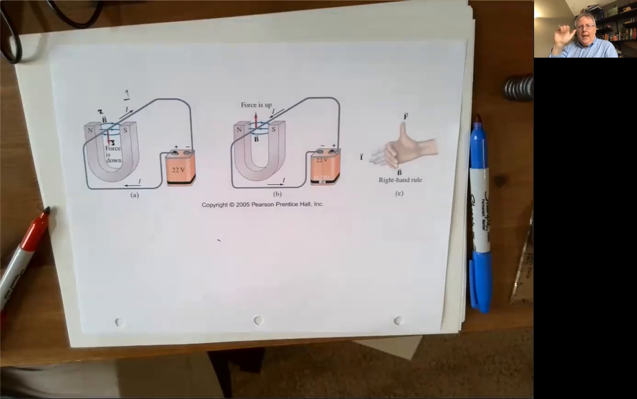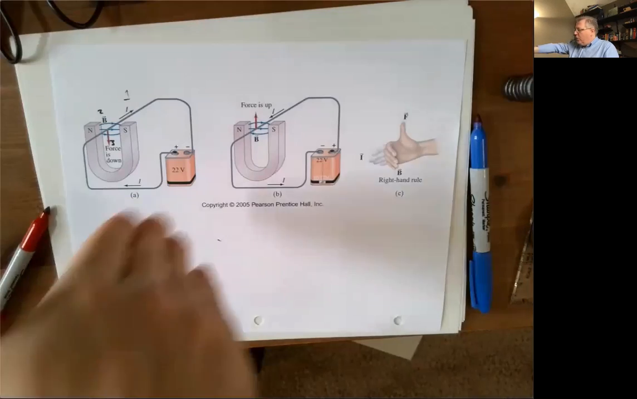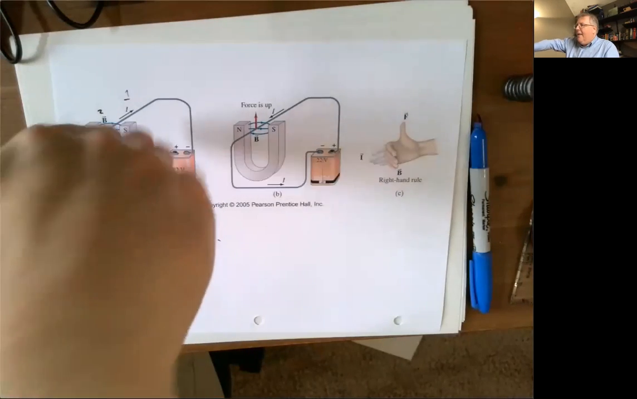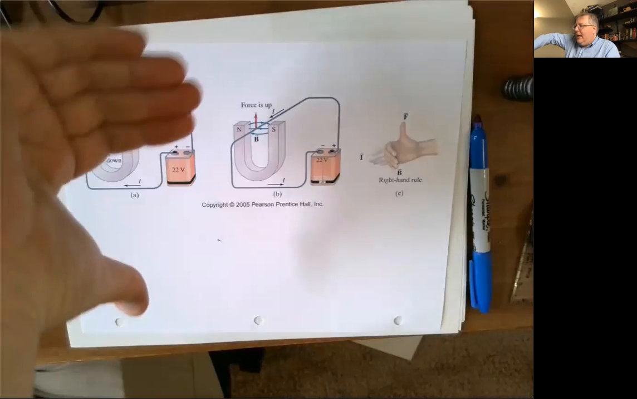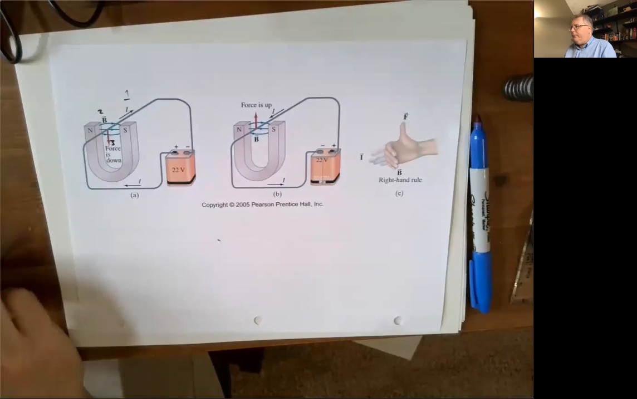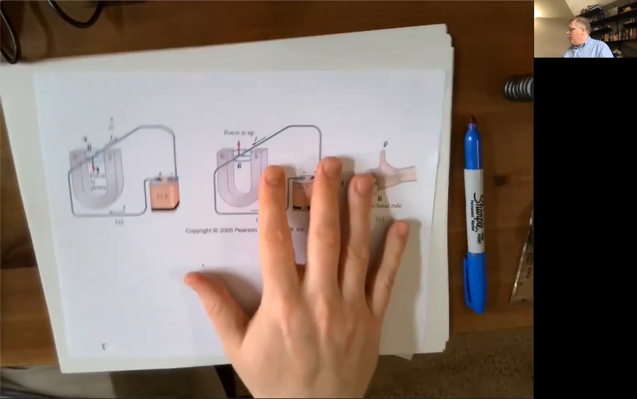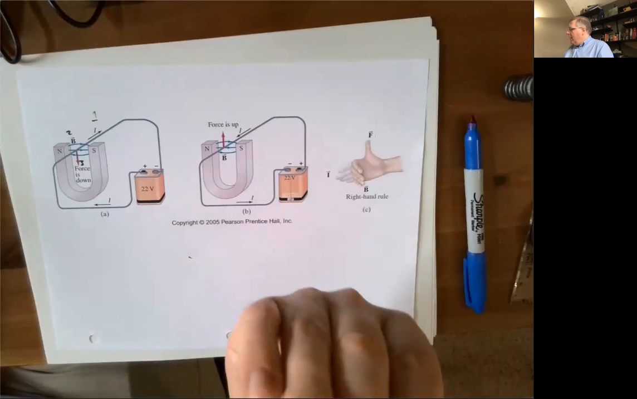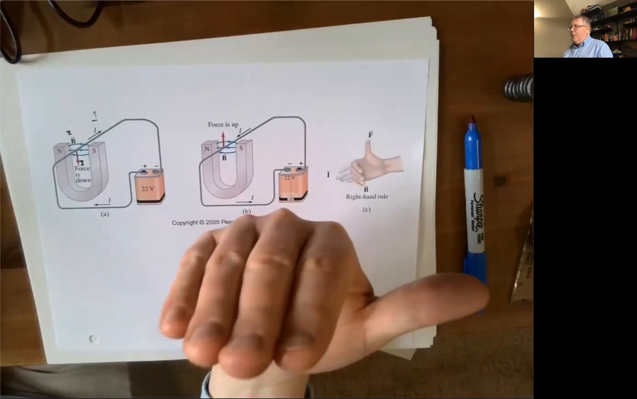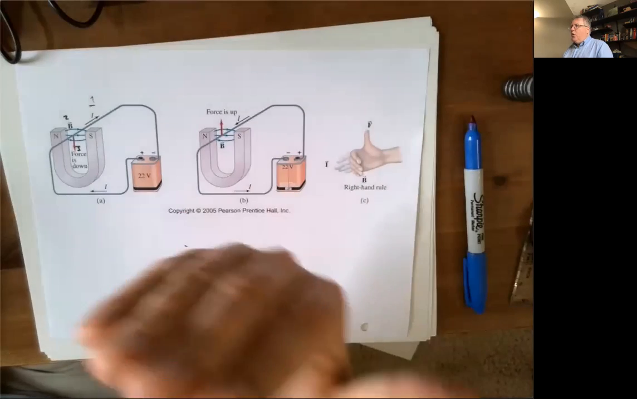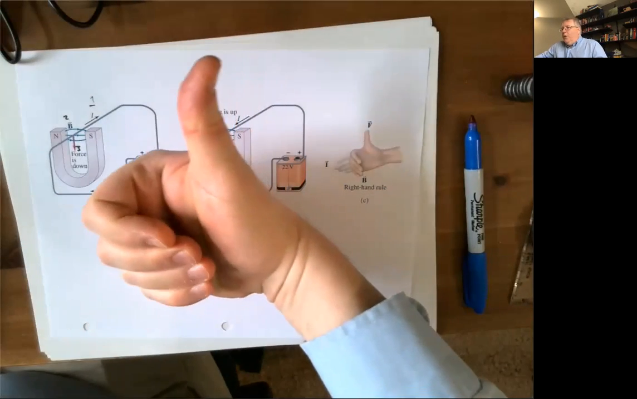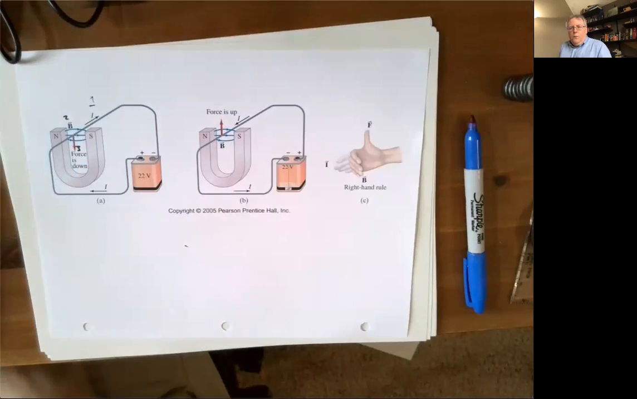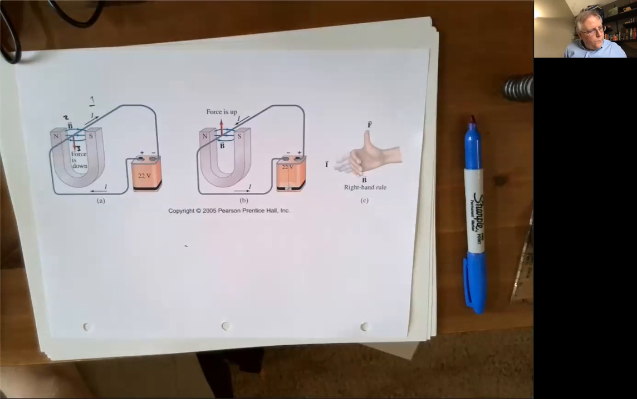I prefer the curly hand one because it instills an order of operations. First, put your fingers along the I, then curl them towards the B, and the thumb tells you which way to go. You can do this yourself. If the current is coming out of the page, and you curl your fingers in the direction of the field, then the force will be up. So that tells us how to find the direction.